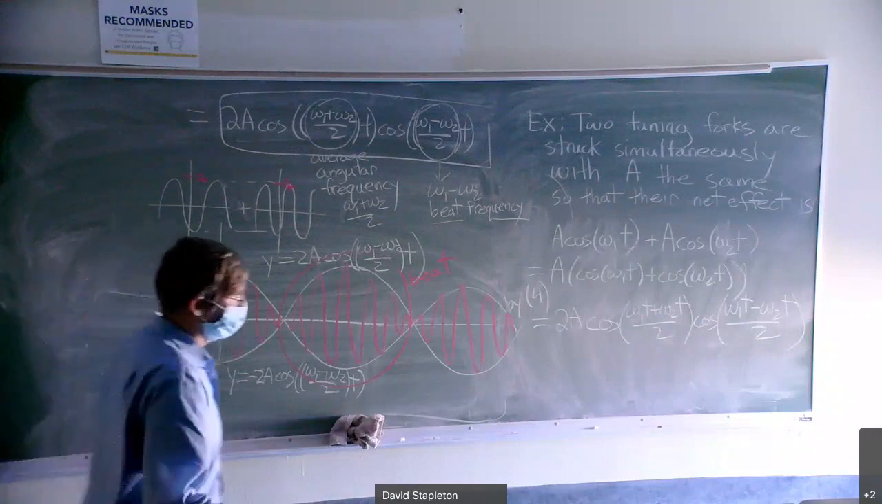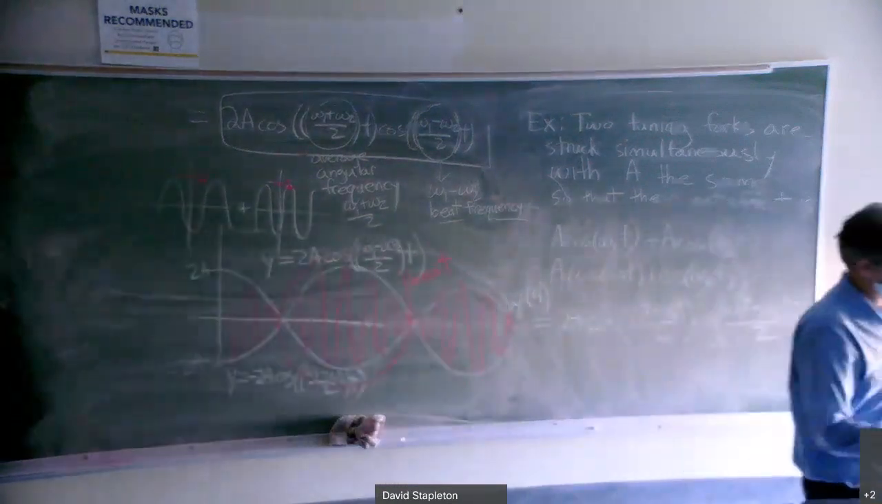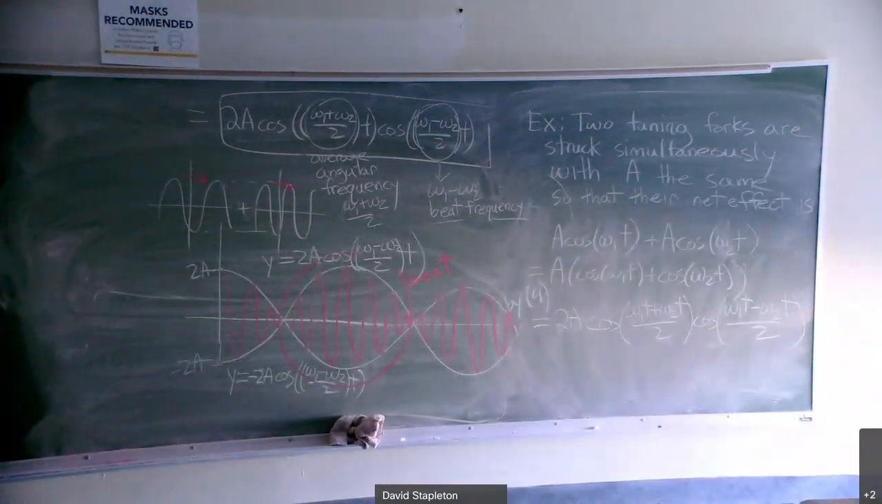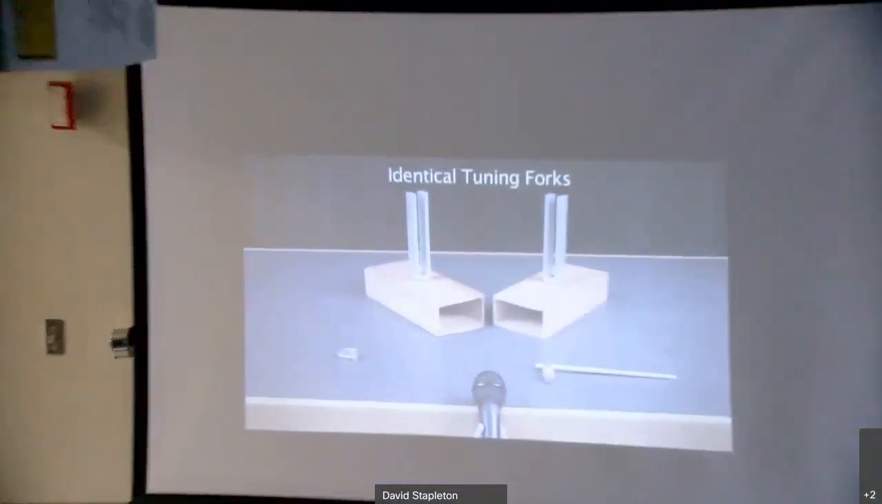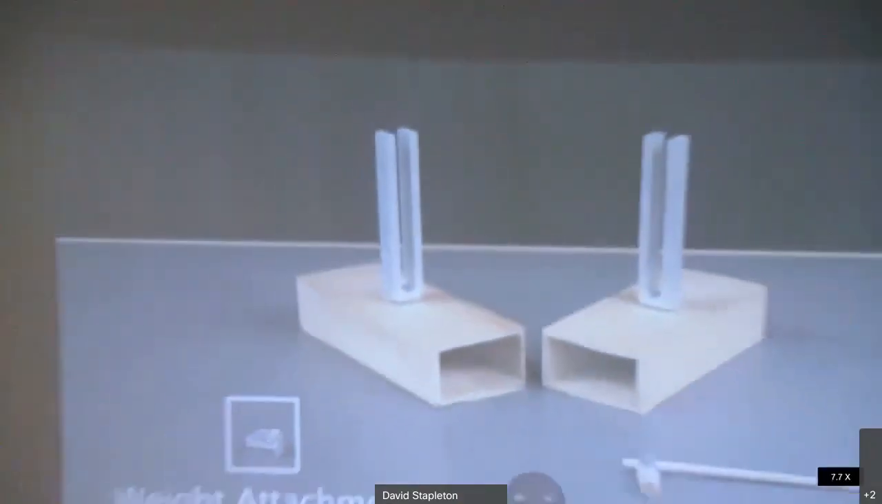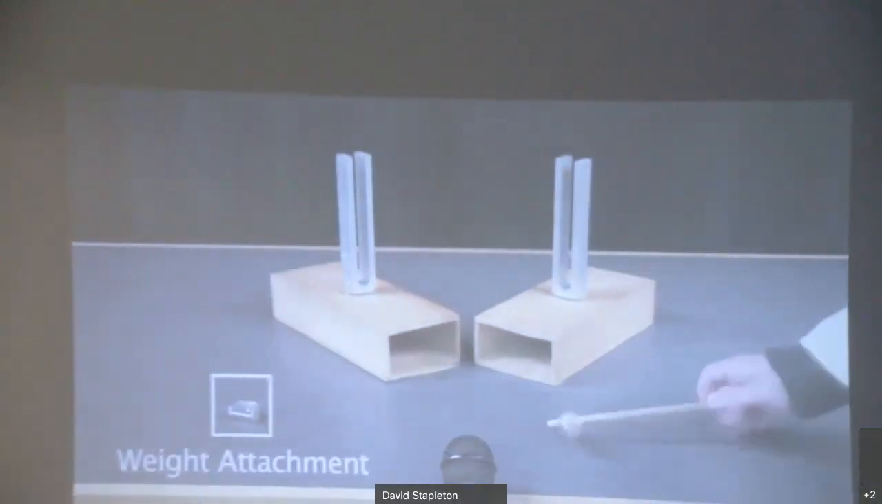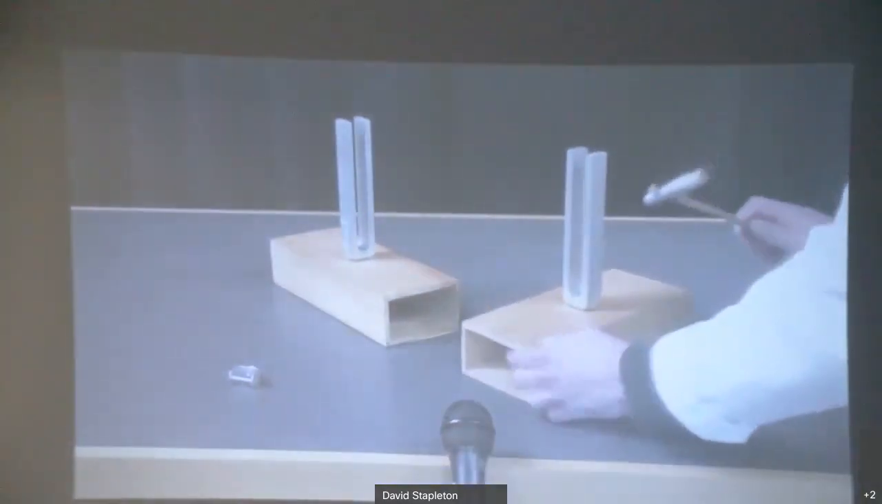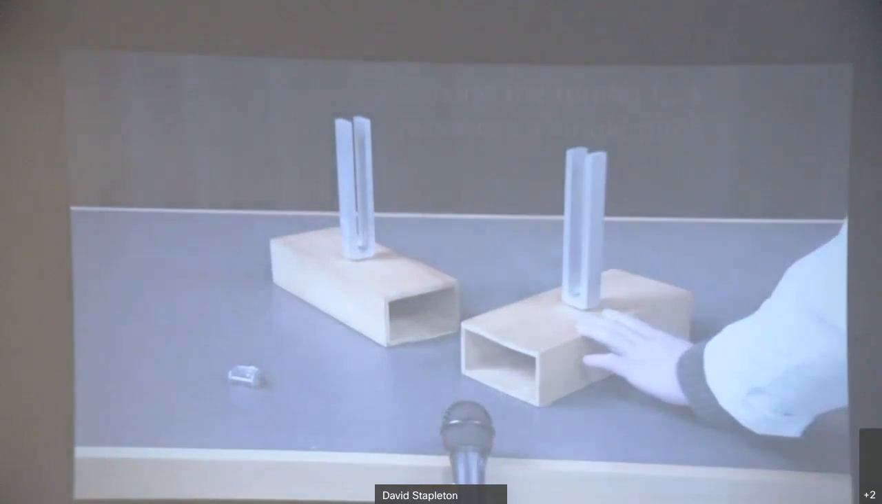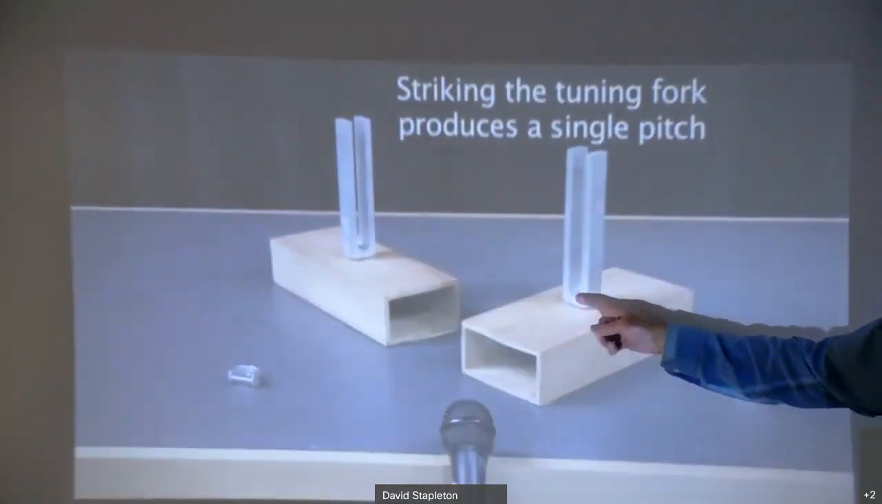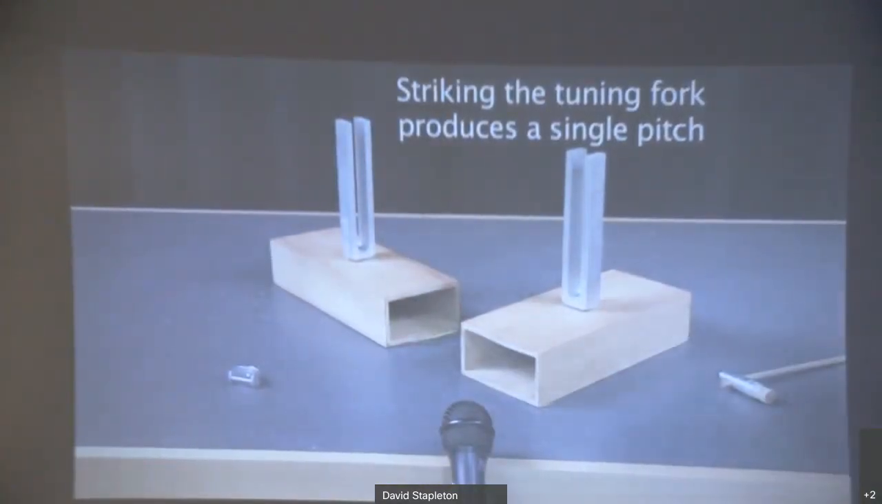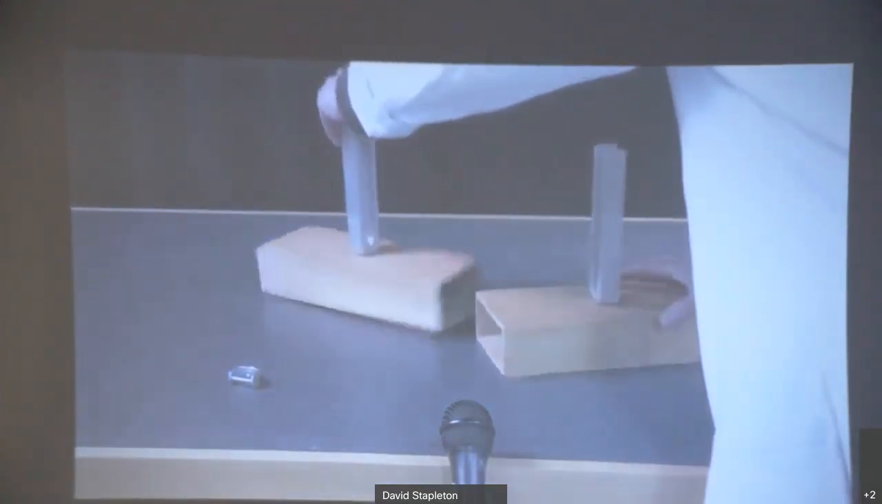Here we go. We'll see if you can hear it online. It's going to be kind of faint here. This is a tuning fork with this handle in the box. Can you hear that, sort of? It makes a single note, like on your guitar.